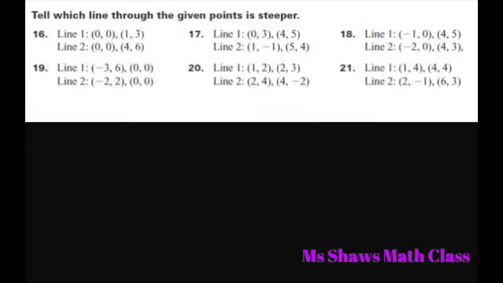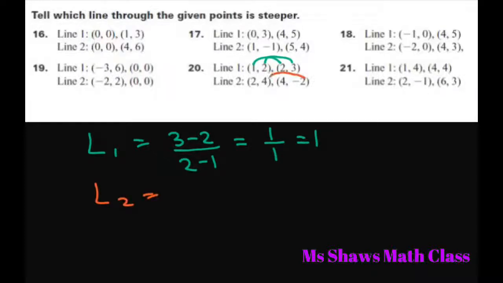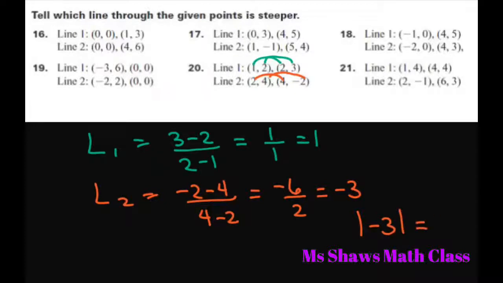Okay, for 20, line 1, we have 3 minus 2, then we have 2 minus 1. That's 1 divided by 1, which equals 1. And line 2, we have negative 2 minus 4 and 4 minus 2. So that gives us negative 6 divided by 2, which equals negative 3. Take the absolute value of negative 3 is 3, because we don't care about the negative, so 3 is steeper, therefore line 2 is steeper.